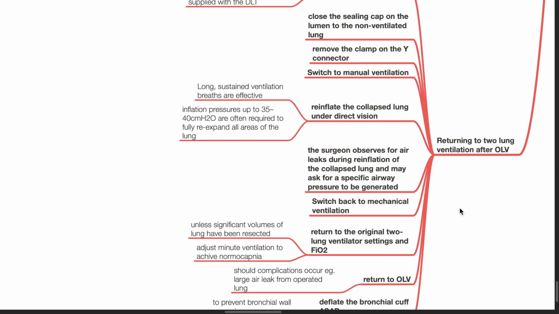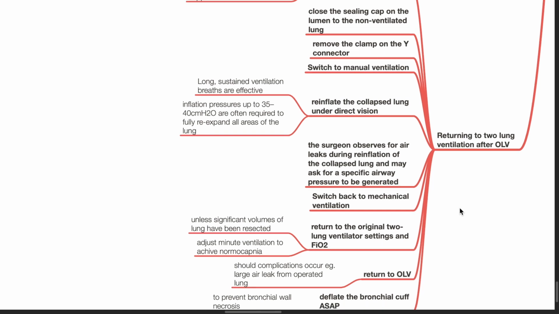Long sustained ventilation breaths are effective. Inflation pressures of up to 35 to 40 cm H2O are often required to fully re-expand all areas of the lung. The surgeon observes for air leaks during re-inflation of the collapsed lung and may ask for a specific airway pressure to be generated. Switch back to mechanical ventilation.